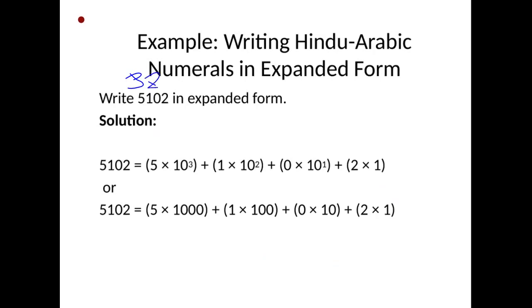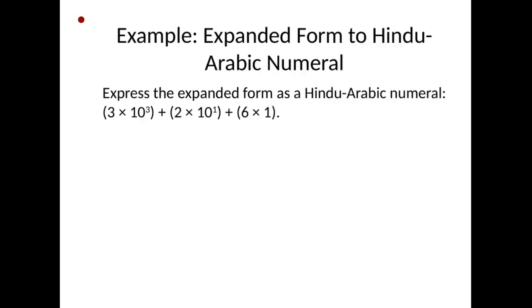That's 5, 1, 0, 2. And we had a 1 in the second index place. So that's why we're going to have a 10 squared multiplied by that digit. 0 as a placeholder there in the 10 to the first power place. And finally 2 in the times 1, or the 10 to the 0th power place.